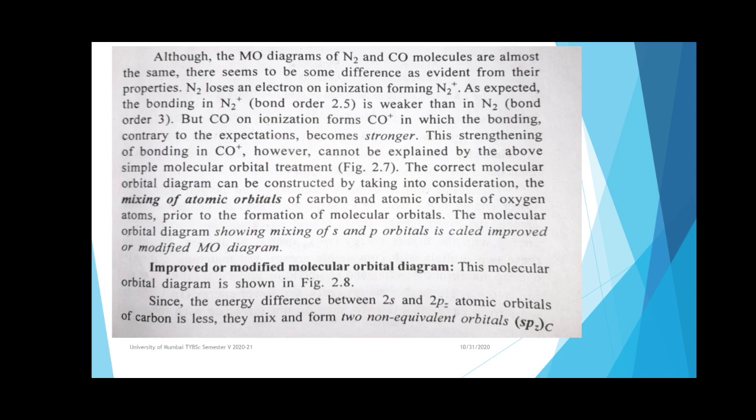So the correct molecular diagram can be constructed by considering the mixing of atomic orbitals of carbon and oxygen atoms for the formation of molecular orbitals. The molecular orbital diagram showing mixing of s and p orbitals is called the improved modified MO diagram. What is that improved modified MO diagram? That will be discussed in the next video lectures in the coming weeks.